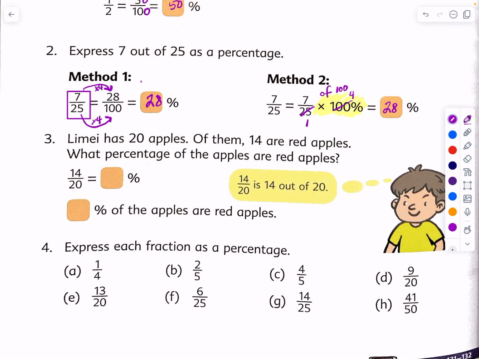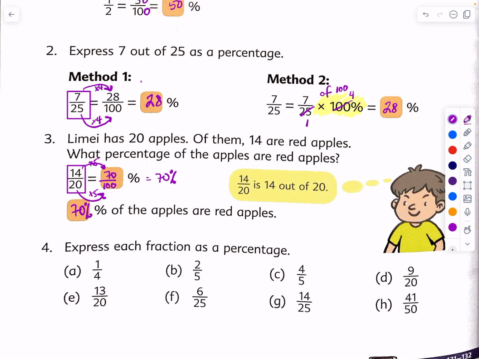Let's finish this page. Li Mei has 20 apples. Of them, 14 are red. Step 1, write it as a fraction. Step 2, convert it to 100 equal parts, times 5 on the bottom, times 5 on the top in the numerator. 14 times 5 is 70, which is the same as 70%. Li Mei has 70% of apples that are red.